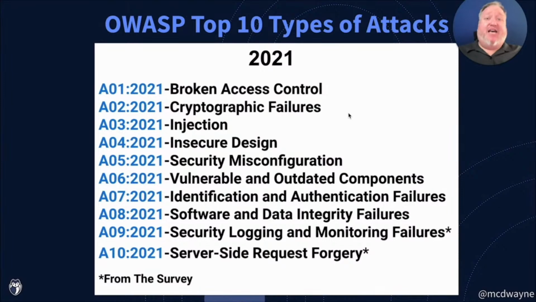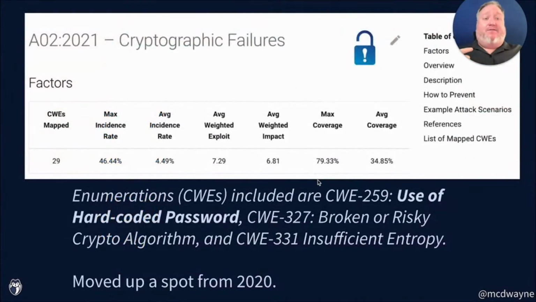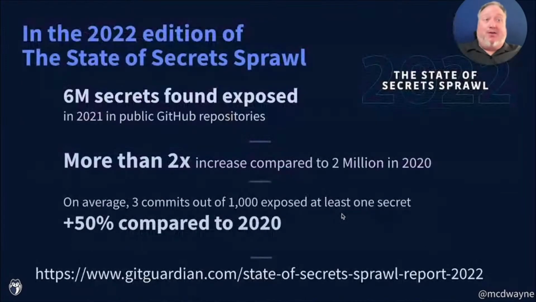There's a lot more stories like that, so much so that they actually fall into number 2 on the OWASP top 10 types of attacks. They fall under use of hard-coded passwords, CWE 327 here. This moved up a spot from 2020. This problem's only getting worse.